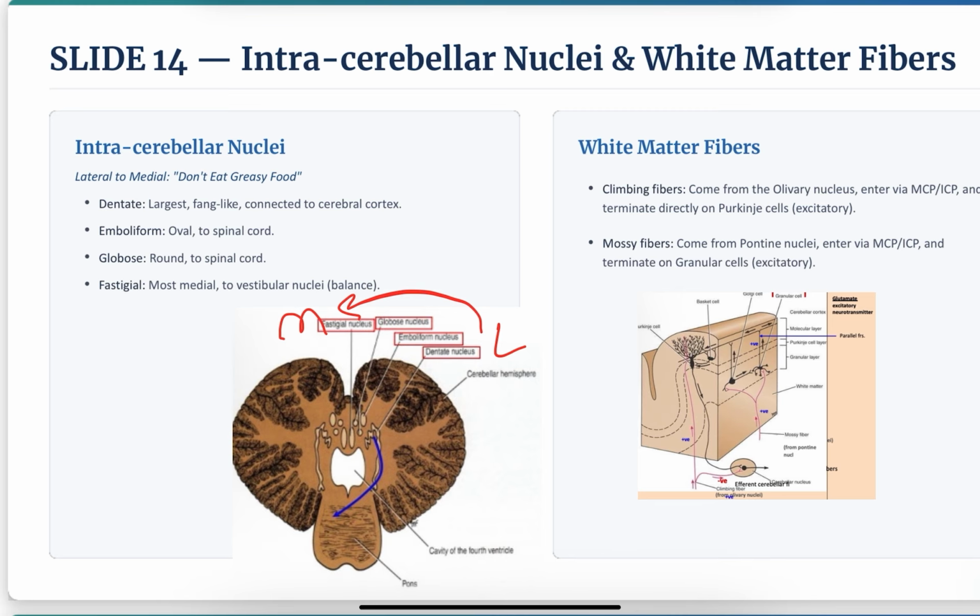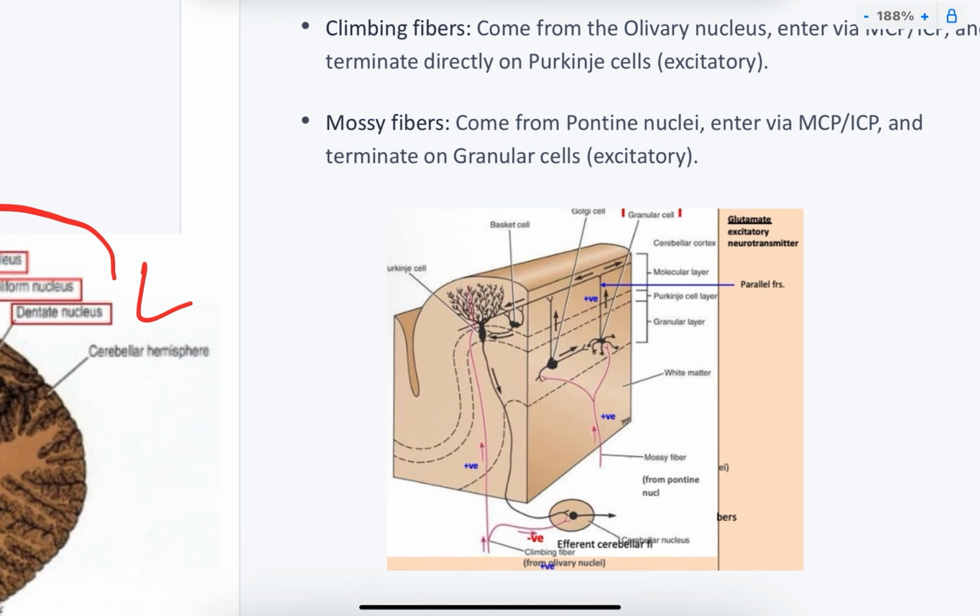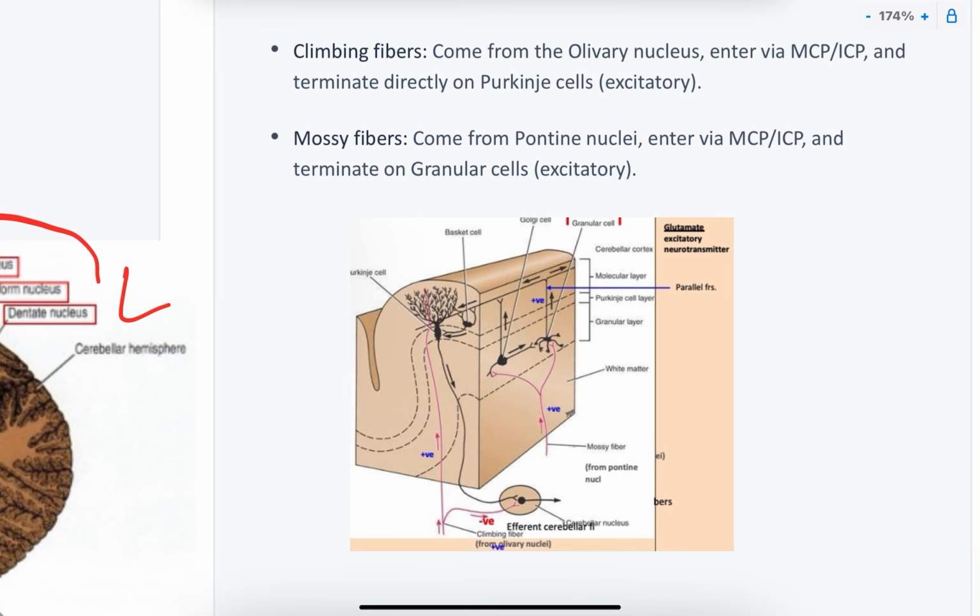We also have two important types of white matter fibers, the climbing fibers and the mossy fibers. The climbing fibers come from the olivary nuclei. They enter through the middle or the inferior cerebellar peduncle, and they terminate on the Purkinje cells, and their effect is excitatory.